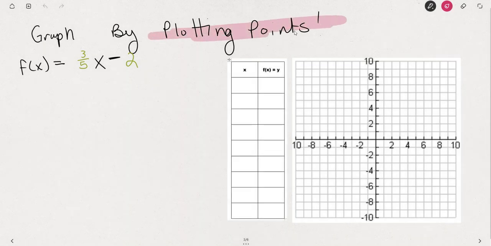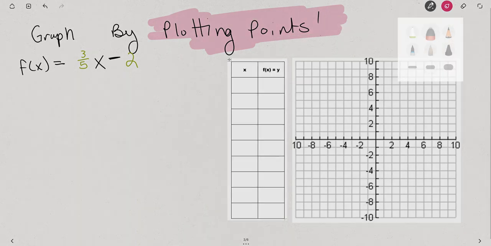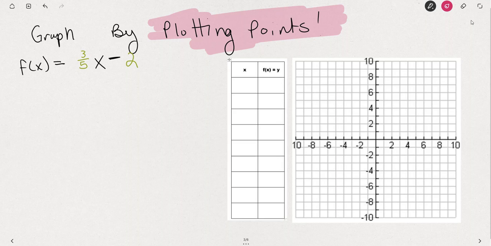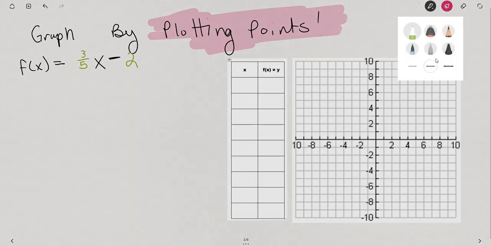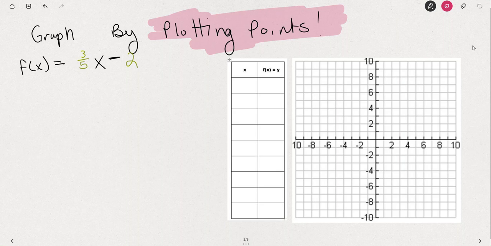Now, point plotting isn't always the most efficient method of graphing, so if you feel really comfortable with your graphing abilities, then you should go ahead and graph these things in the way that is the very most efficient for you. But if it's a struggle at all, let me tell you that point plotting will always work.